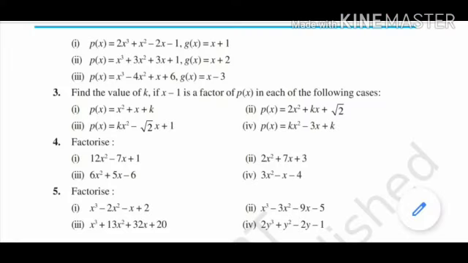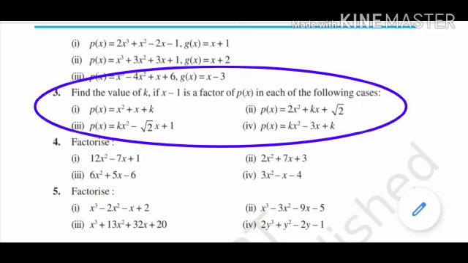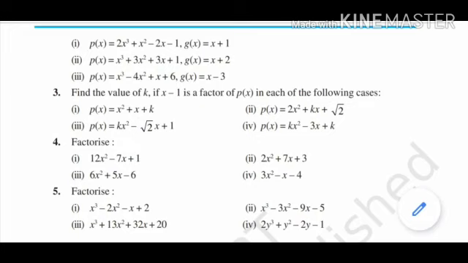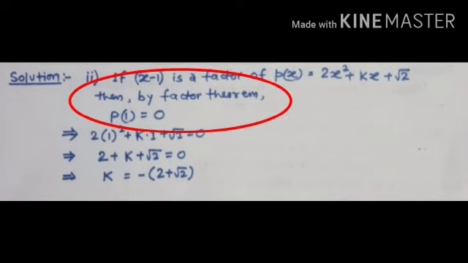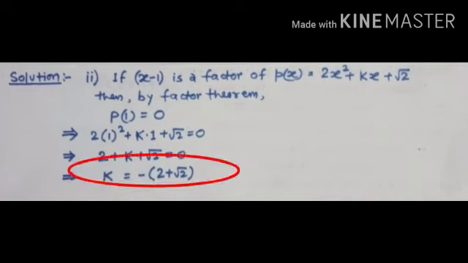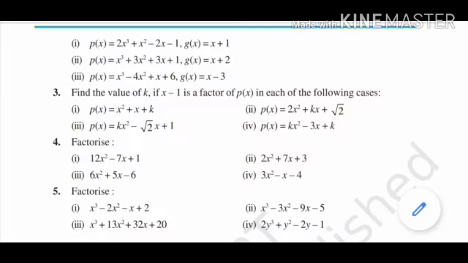Once again, we have the same type of problem in question number 3. Find the value of k if x minus 1 is a factor of the given polynomial in each of the following cases. Let us find the value of k in part 2 of question number 3. As it is given that x minus 1 is a factor of the polynomial 2x squared plus kx plus root 2, then by factor theorem, the value of the polynomial at 1 must be 0. And as we proceed, we get the value of k as the negative of 2 plus root 2. Let us move to question number 4.